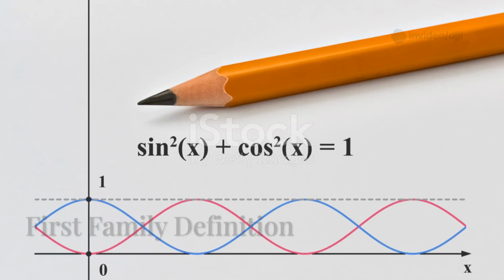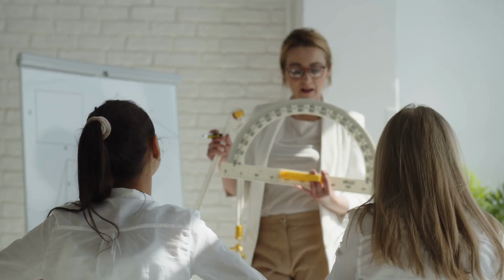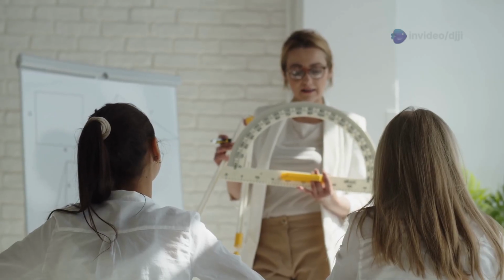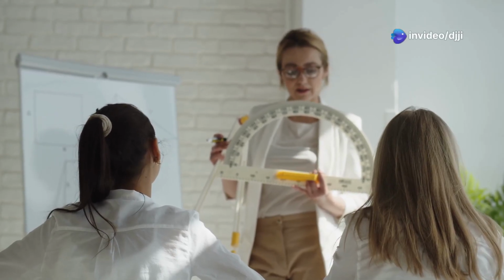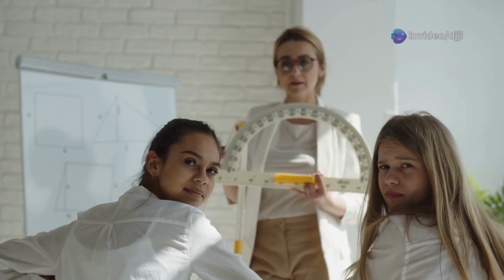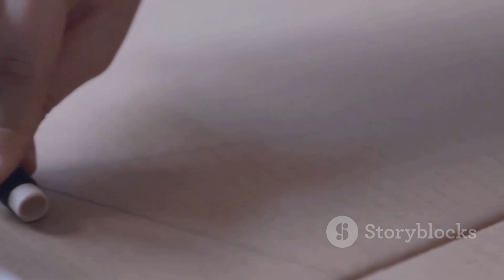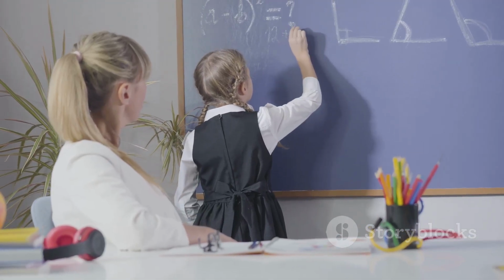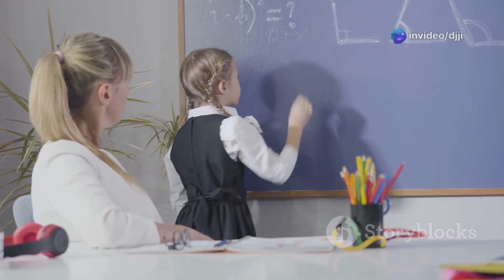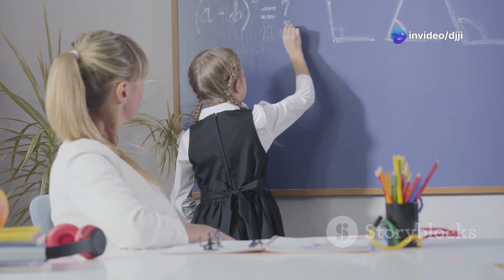The first family of values refers to the trigonometric functions, sine, cosine, and tangent, evaluated at special angles like 0 degrees, 30 degrees, 45 degrees, 60 degrees, and 90 degrees, or in radians 0, pi over 6, pi over 4, pi over 3, and pi over 2. These angles are crucial because their trigonometric values are known and can be used to find the values for other angles using reference angles and the unit circle.